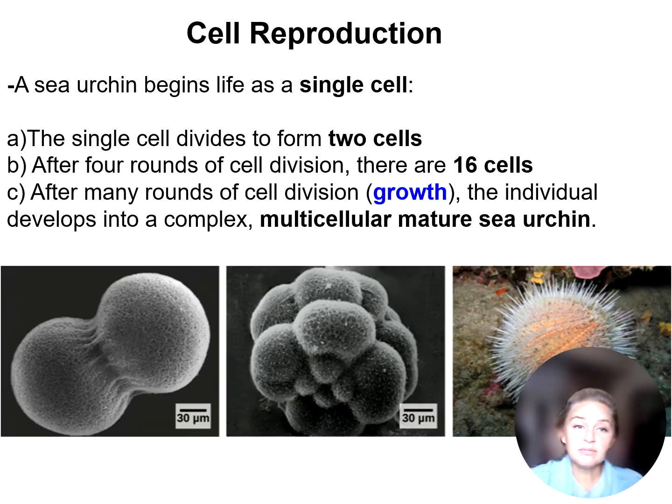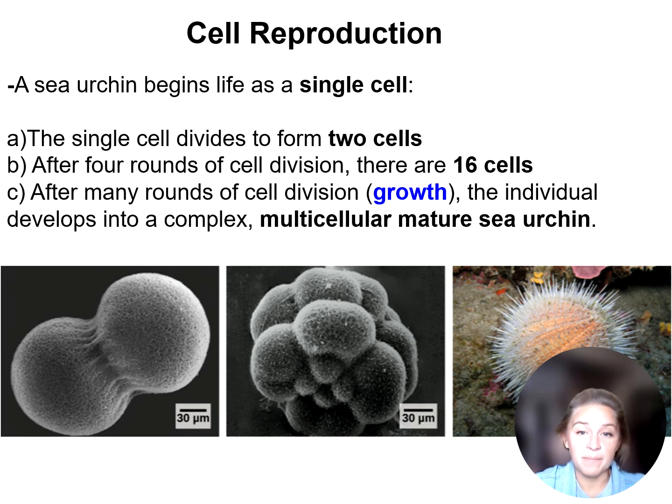So cell reproduction is, we're going to use a few different models to look at and to see this overall process. But the basic principle is that a single cell divides to form two cells. And then these two cells are identical to the original cell.